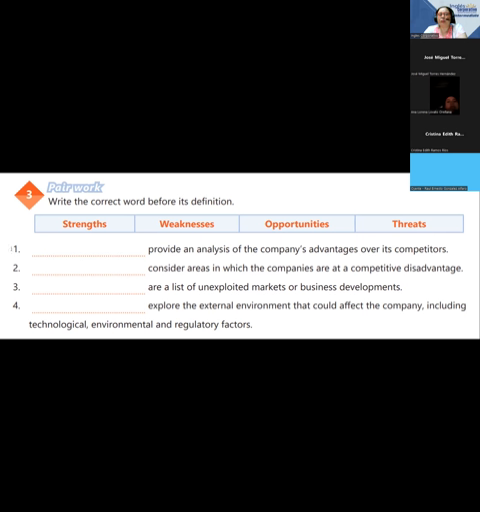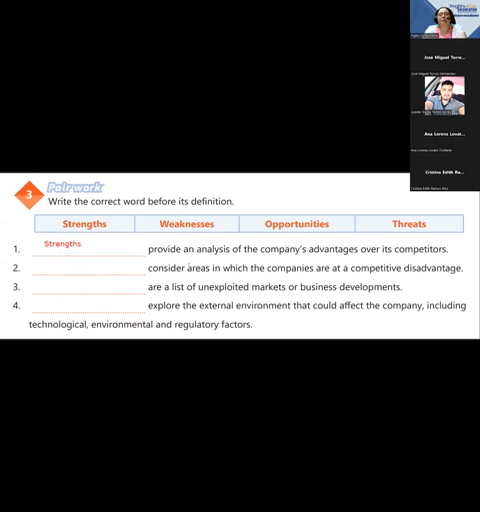Number one, who wants to read number one? Provide an analysis of the company's advantage over its competitors. All right. What do you think is the term for this definition? Advantages over its competitors. Strengths. Oh, yes. Strengths. Miren, hay que sacar ahí un poquito la lengua así. This. Okay, strengths.